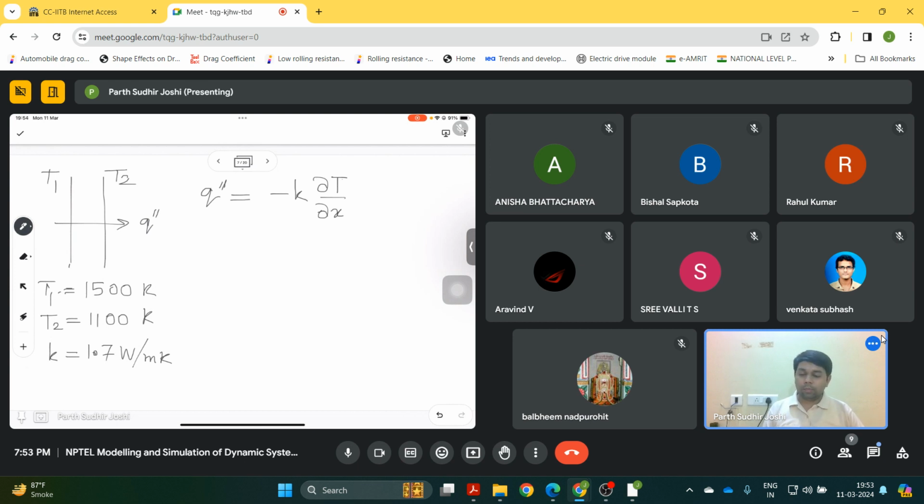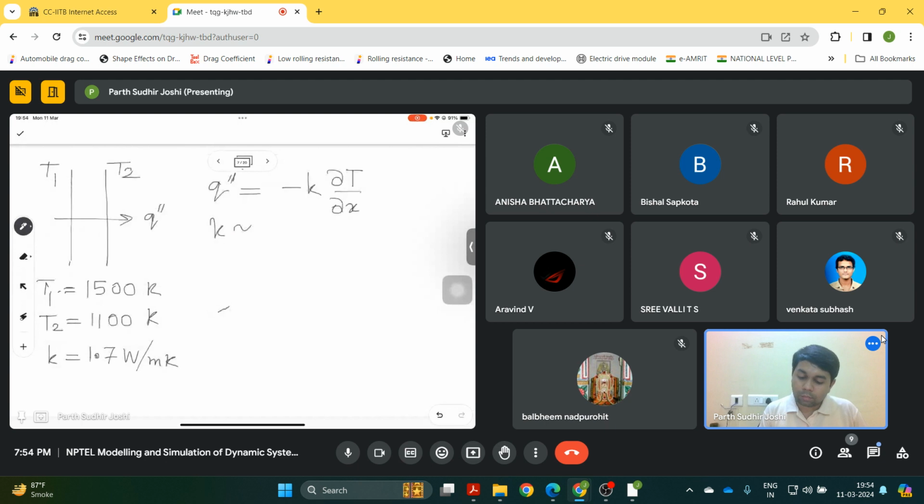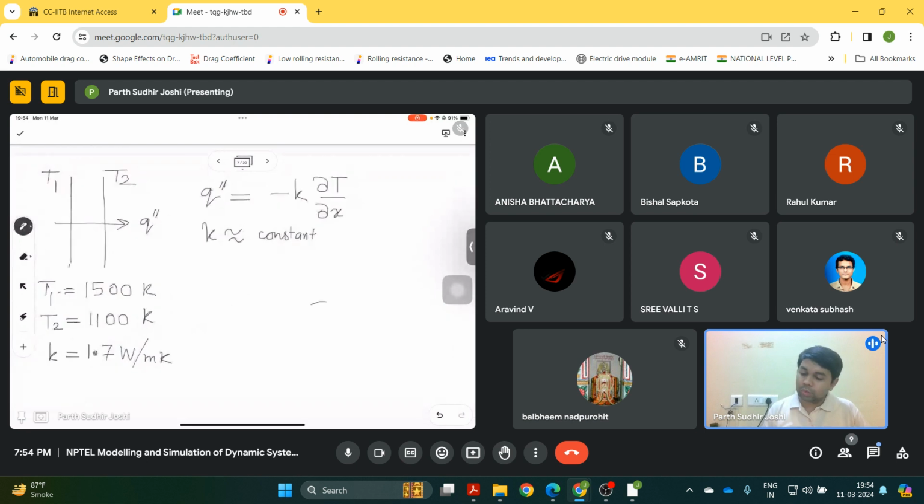Now here we assume that the material is uniform, and that's why the temperature distribution is linear, because if the thermal conductivity K is constant across the entire wall, if it is a uniform wall, then K is nearly constant. So the temperature distribution will be linear. If the temperatures T1 and T2 are always maintained at these values, then the heat flux in the steady state will be constant. And since K is also constant, therefore del T by del X will also be constant.